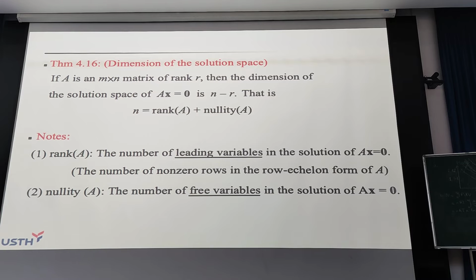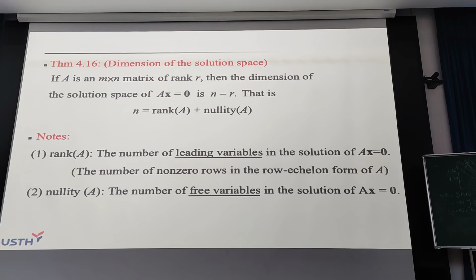That is, once again, I repeat to you in Vietnamese. Khi các bạn giải hệ phương trình tuyến tính thuần nhất Ax bằng 0, thế thì số các cái biến mà chúng ta gọi là leading nó chính là bằng hạng của A, còn số các cái biến tự do nó chính là cái nullity của A. Đấy là những cái mà chúng ta có thể biết được này.